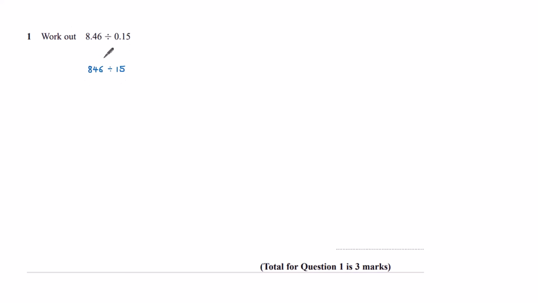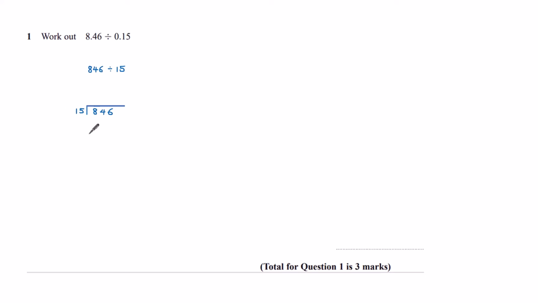And we can do that because if we think of this as a fraction, 8.46 over 0.15, as long as you multiply the numerator and denominator by the same thing, you're not changing the value. And so this is the same as 846 divided by 15. Now you use the method of division that you're happy with, but this is a non-calculator paper, so I'm going to look at using the bus stop method.